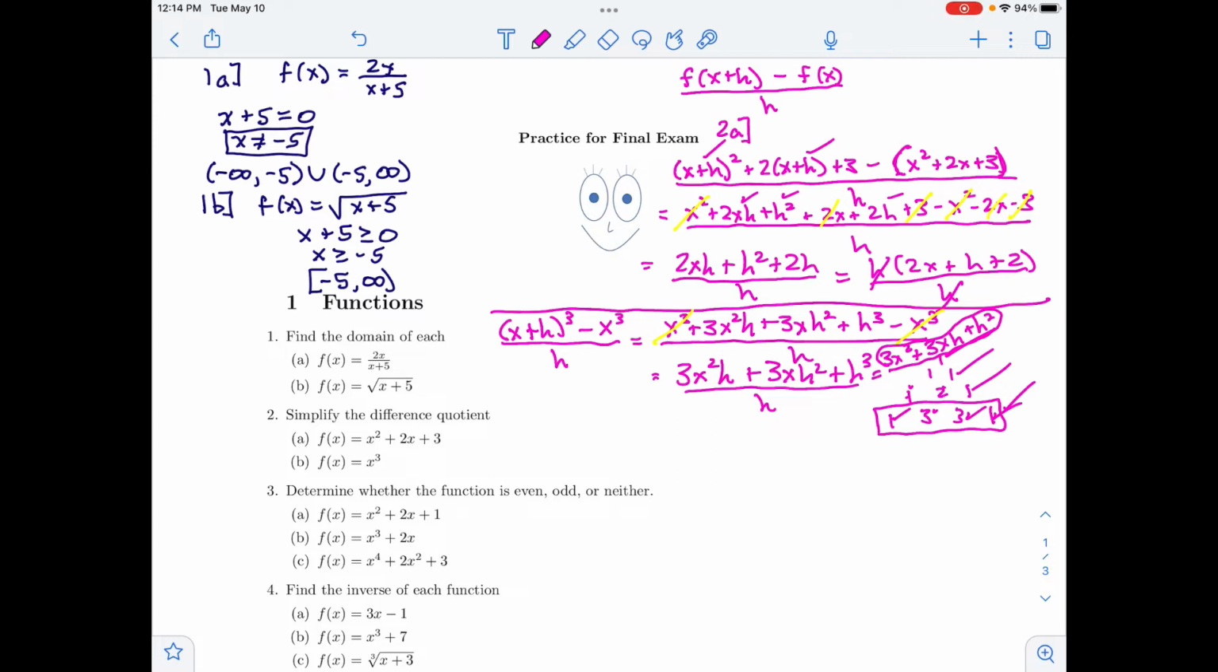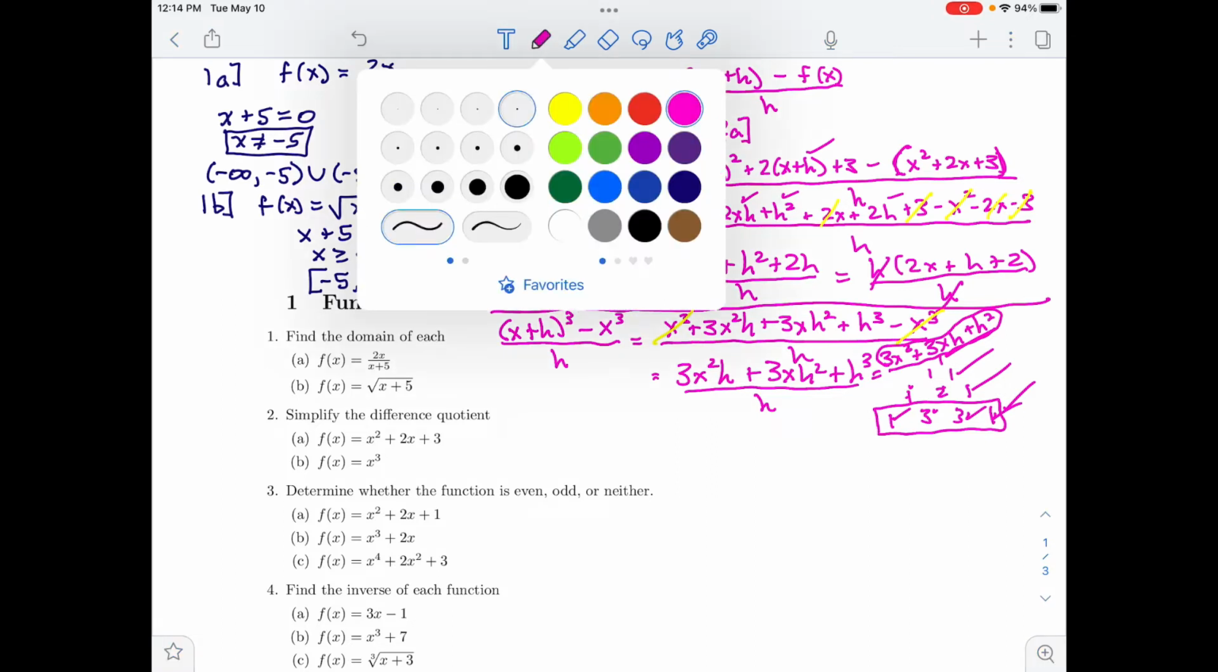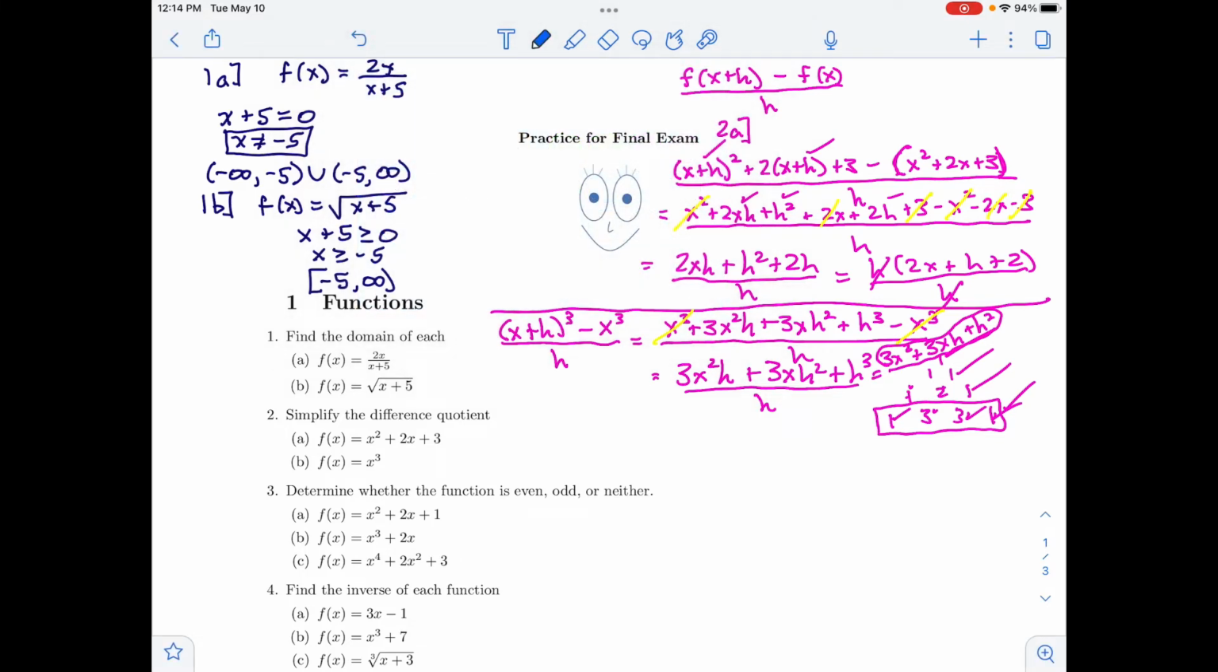Okay, now on to the next part, where we want to determine if a function is even, odd, or neither. Okay, so we're on this part right here, number 3. A function is even if replacing the x with a negative x makes no difference to the output. So if you look at this function right here, if I put in a negative x, I get negative x squared plus 2 times negative x plus 1.